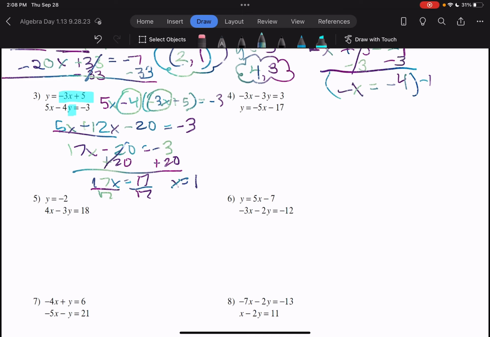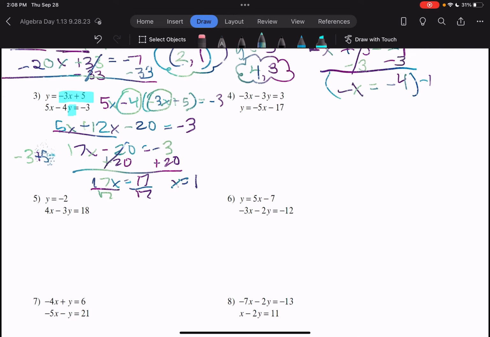If I plug in negative 1 for x, I get, or sorry, positive 1. Positive 1 times negative 3 gives me negative 3.